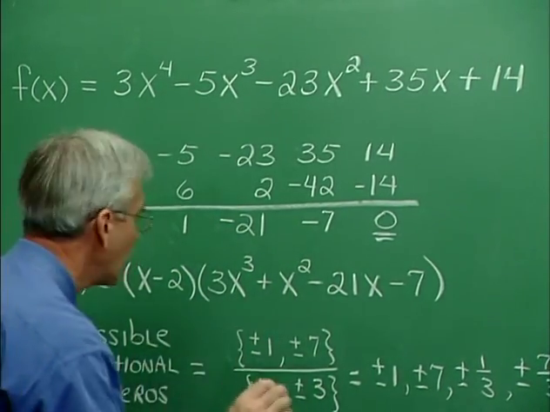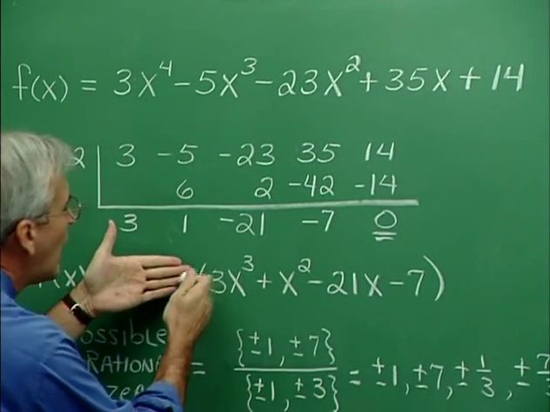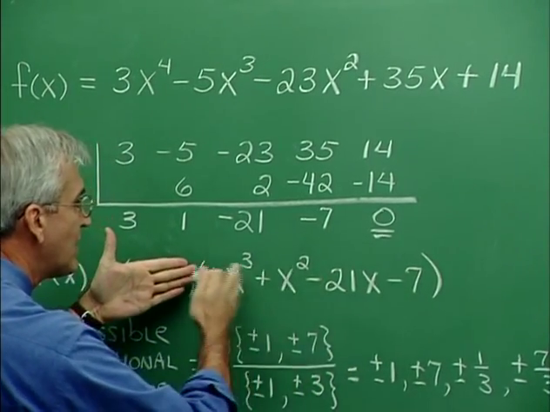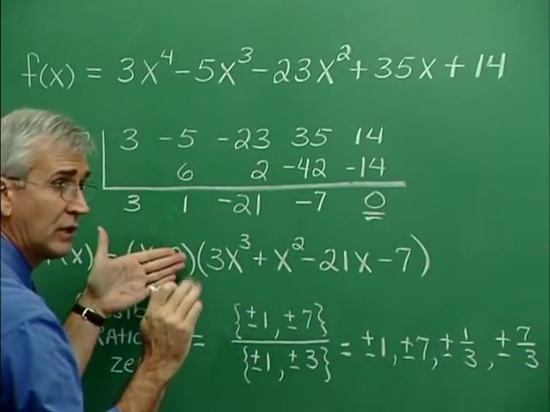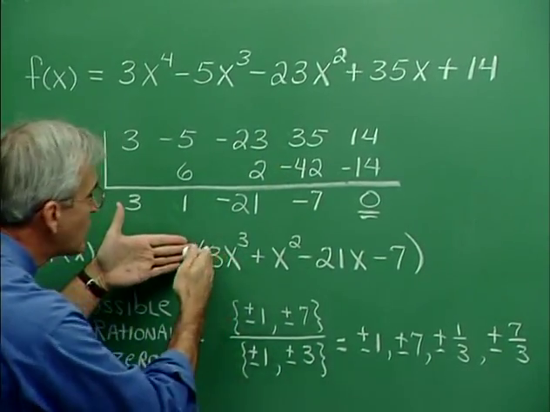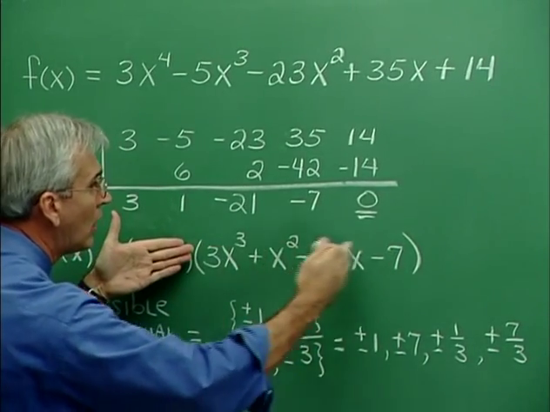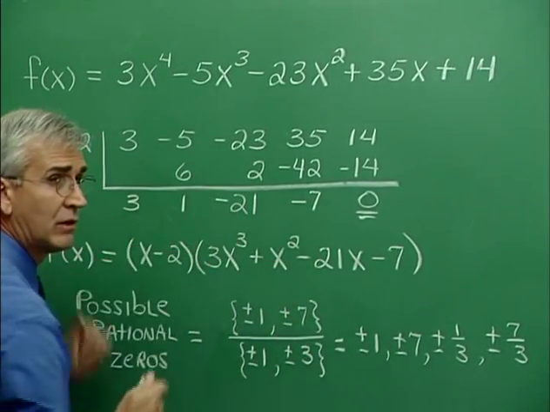And I can actually look at trying to identify the zeros of this factor rather than the zeros of the original function. And the reason I can do that is that any zeros of this factor will also be a zero of the original function.